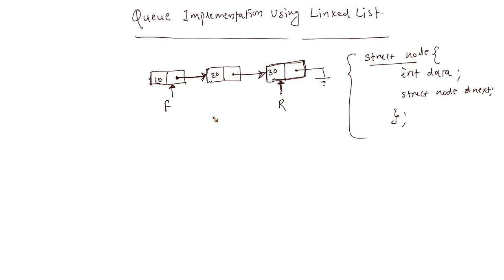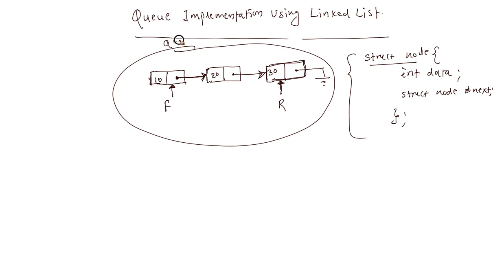These are the two pointers, right? Now this is called a queue. This is our queue, where the actual nodes are the nodes storing data, and this front and rear pointer. This complete structure is called a queue. Queue using linked list. Queue implementation using linked list.